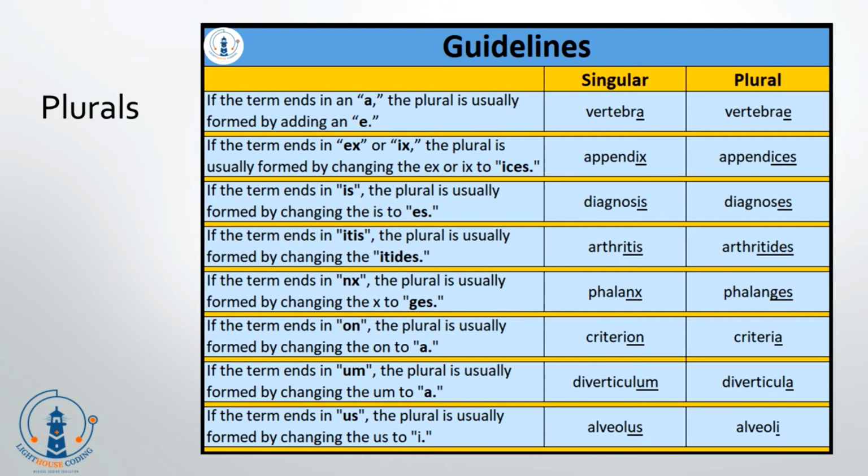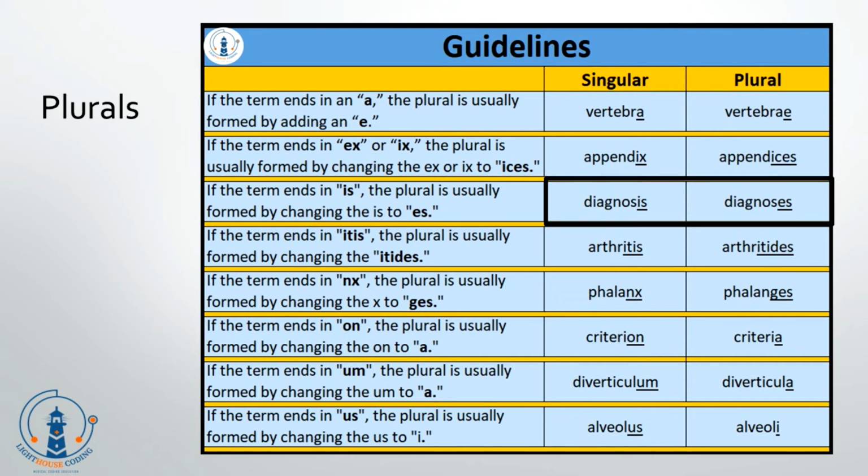Let's look at some examples. The term vertebra ends with an A. According to the rules, if a term ends in an A, the plural will be formed by adding an E, so vertebra becomes vertebrae when there are more than one. Appendix ends with IX. According to the rules for pluralization, if a term ends in IX, the IX will get changed to ICES, so the term appendix becomes appendices when there are more than one.